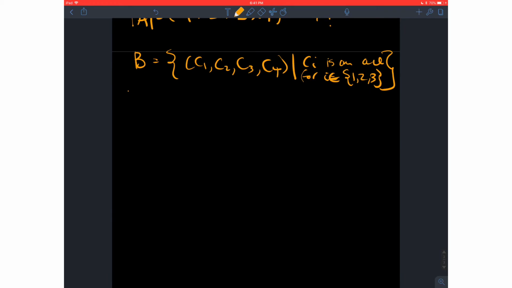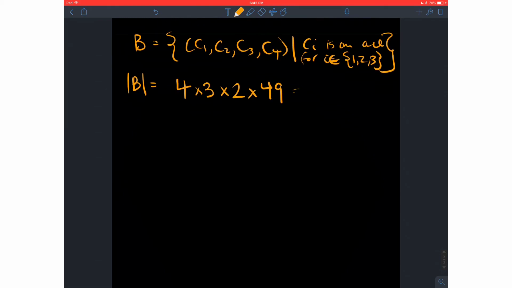Anyhow, what's the cardinality of B? Well, we have 4 choices for the first ace. We have 3 choices for the second. We have 2 choices for the third. And for the fourth card, we don't need it to be an ace, so it can be anything. And there are 49 cards remaining. Okay? And so that's just going to be 4 factorial times 49.